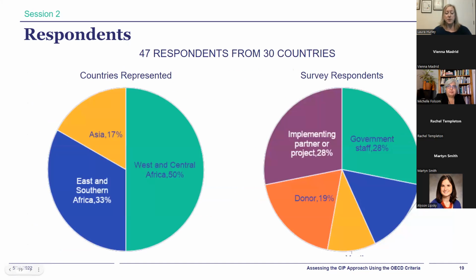So survey responses were received from 47 people in 30 countries. Half of the respondents were from West and Central Africa, while 33% were from East and Southern Africa, and 17% from Asia. We had a good distribution of roles represented, including government staff and implementing partners at 28% each, and then donors, civil society, and members of youth associations. Next slide.